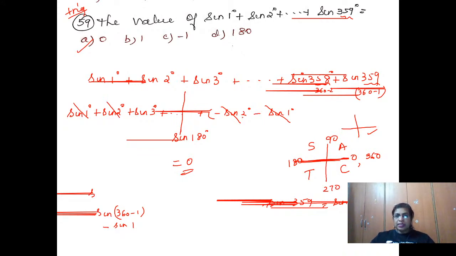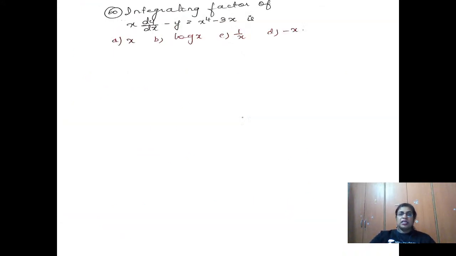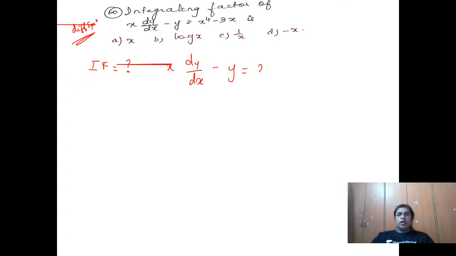We will move on to the last question of the session. The last question is from the differential equation chapter. From differential equations, you will get 2 to 3 questions in KCET. Very important questions. They've asked us to find the integrating factor. What is the question given? x dy by dx minus y is equal to x to the power 4 minus 3x.